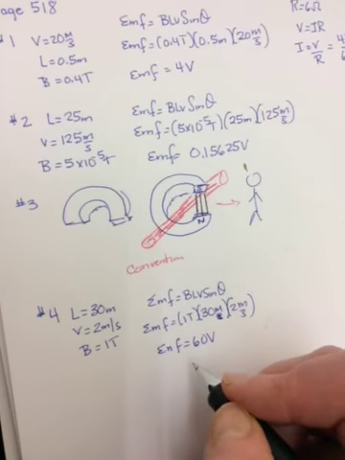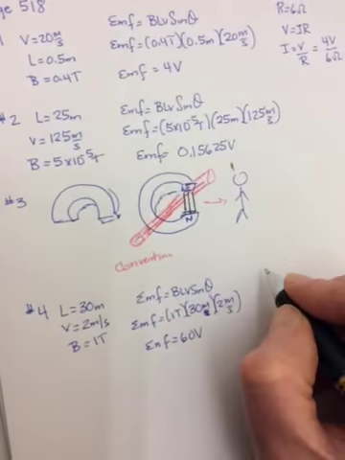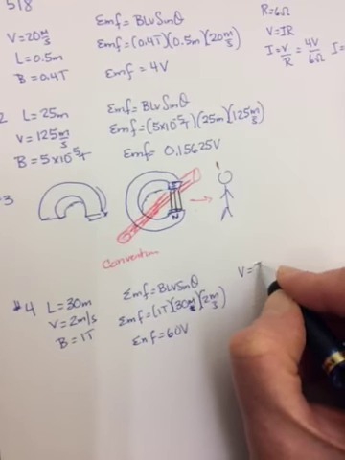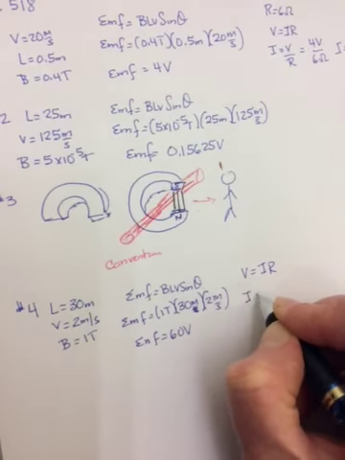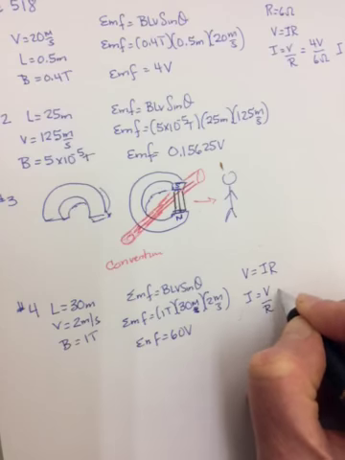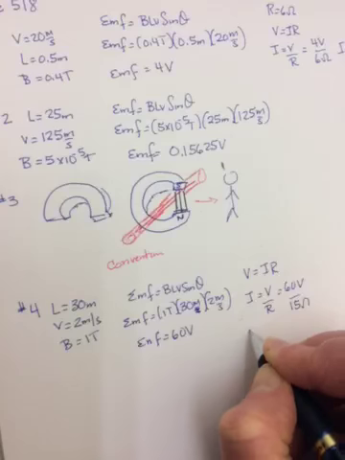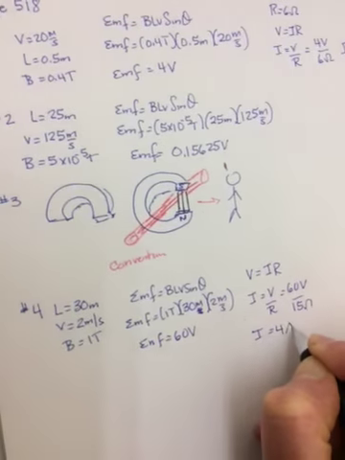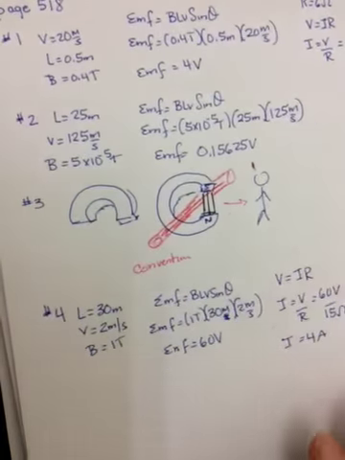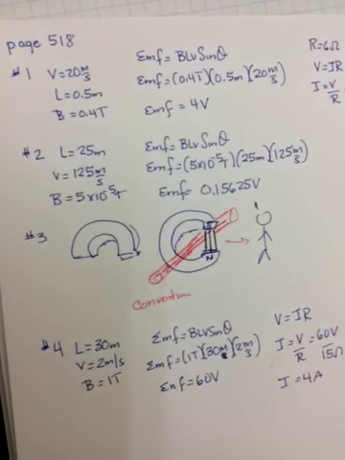And then it says the total resistance of the circuit is 15 ohms. What is the current? V equals IR, so I equals V over R. So 60 volts over 15 ohms. I should be about 4 amps. Okay, so that's the homework from page 518 that we didn't go over in class.